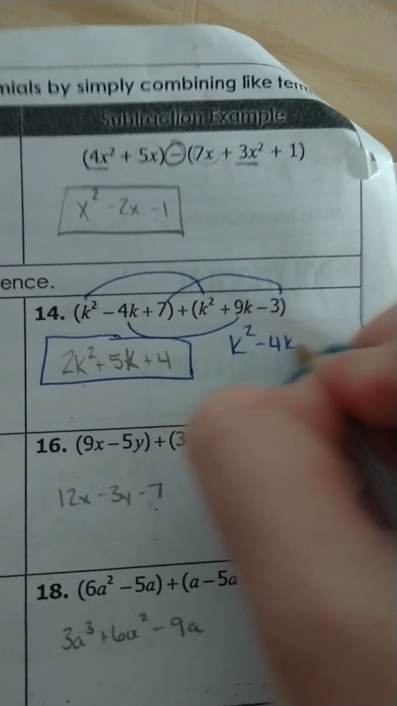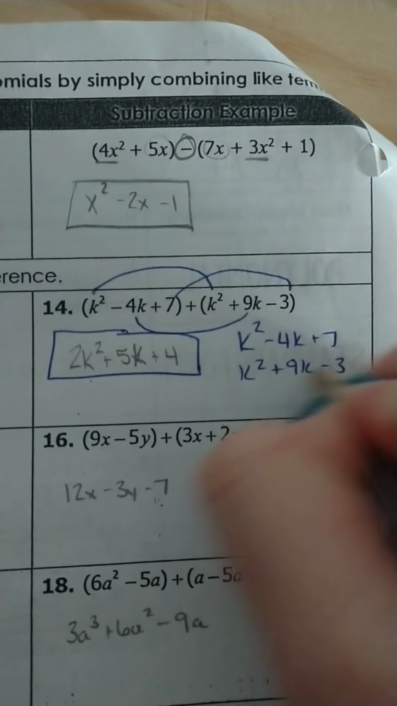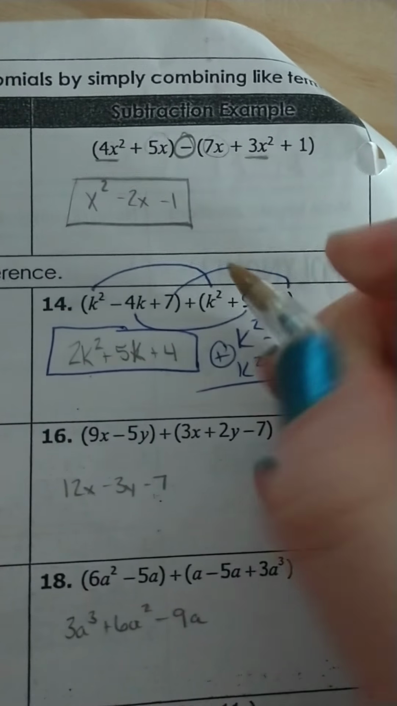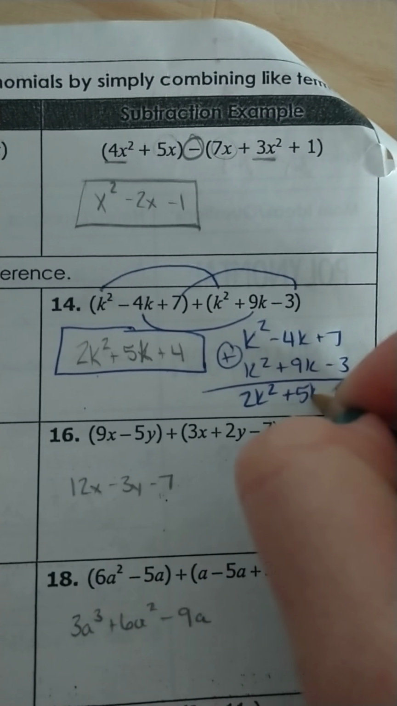k squared minus 4k plus 7. k squared plus 9k minus 3. Do the addition. You still get 2k squared plus 5k plus 4.